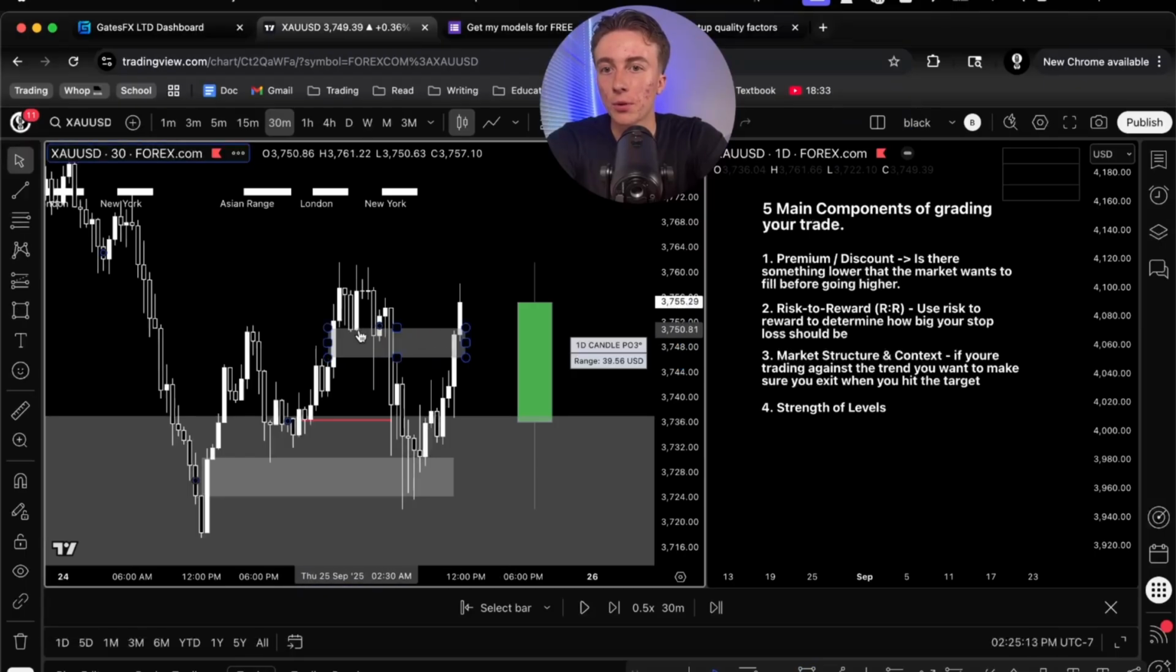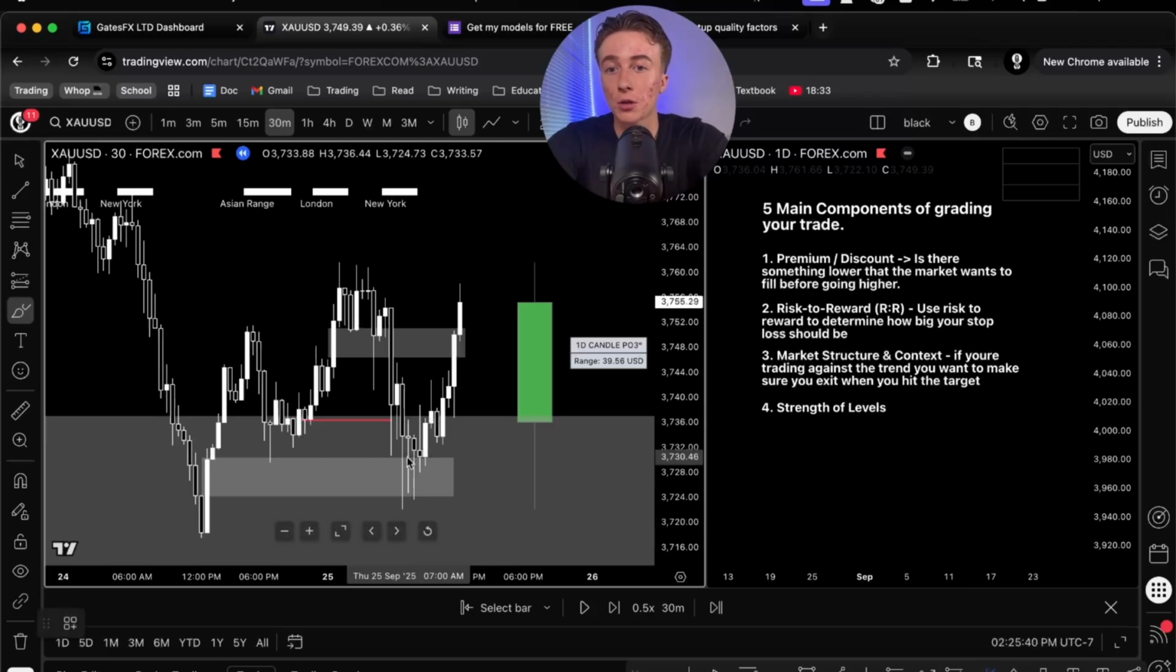You can see this one's in the premium. It tapped into it, ran up a little bit, and melted. Why? Because there's one in the discount. This one's going to be stronger. This one's also inside of a daily gap. So this 30-minute gap inside of the daily gap is going to be extra strong because there are multiple levels of confluences supporting the narrative that price is going to go higher.